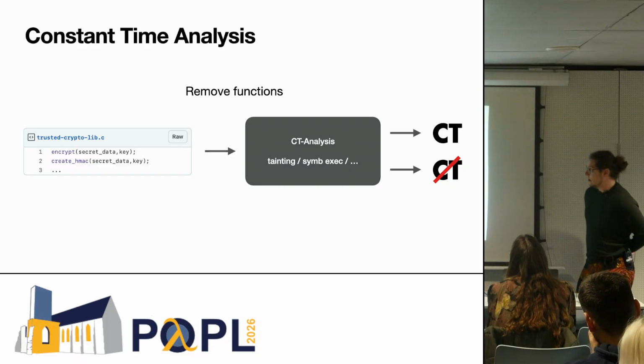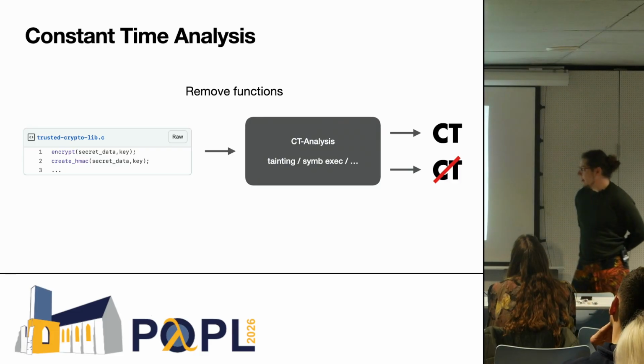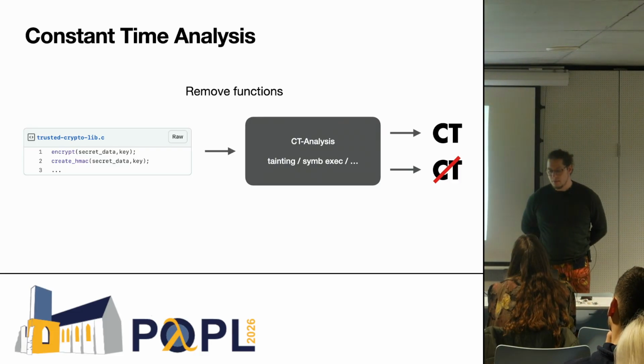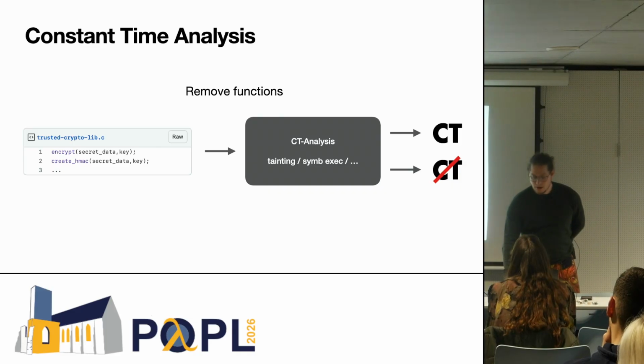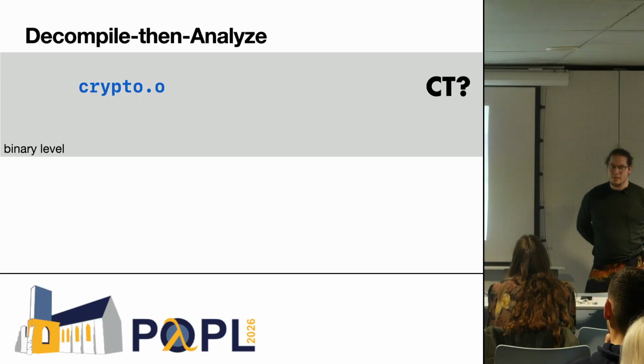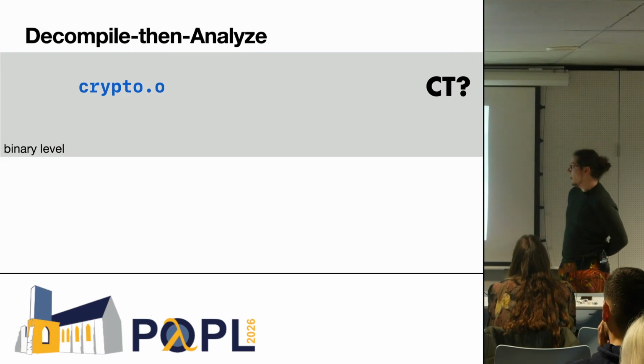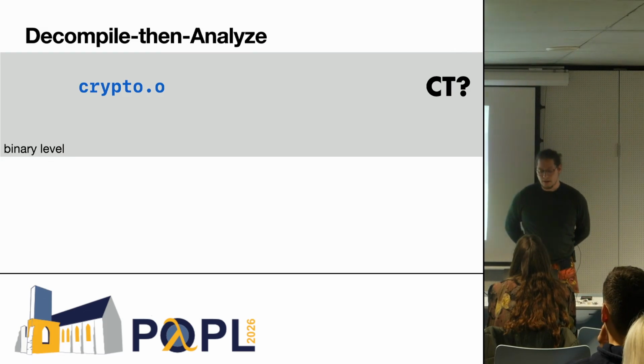All right, so the basic idea is we just take our crypto library, we send it to the analysis tool, and it tells us constant time or not constant time. Well, it might not be that simple. What we are really interested in are the binaries, right? We want to make sure that the binaries do not have constant time attacks. So we're asking ourselves this about the binary.